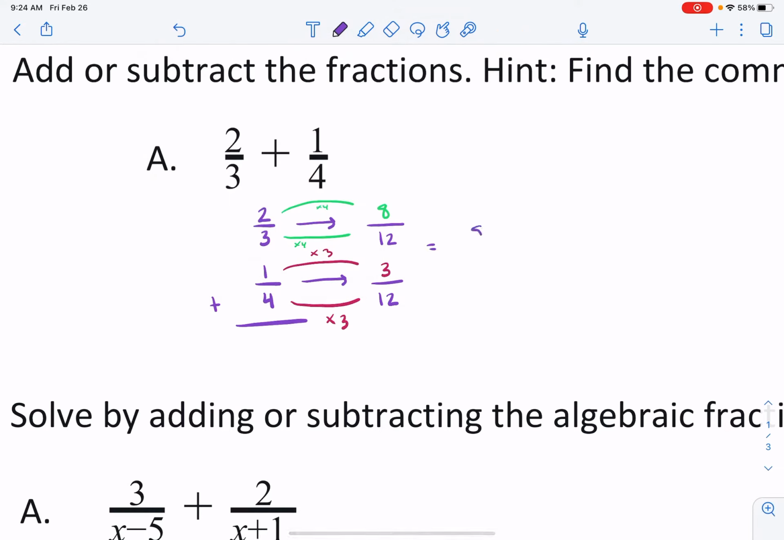So now I'm left with 8 over 12 plus 3 over 12. 8 plus 3 is 11. I can't simplify, so I'm going to leave it as 11 over 12.